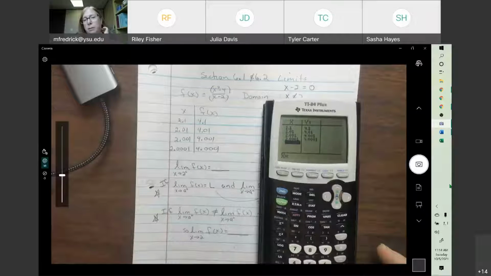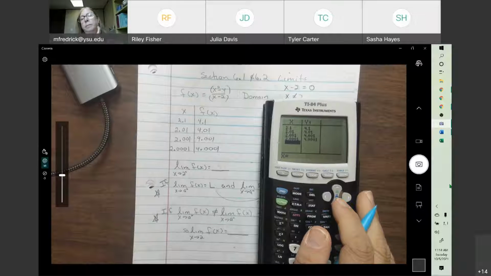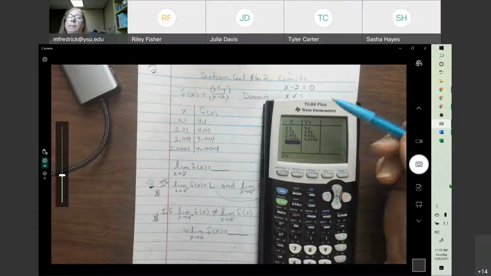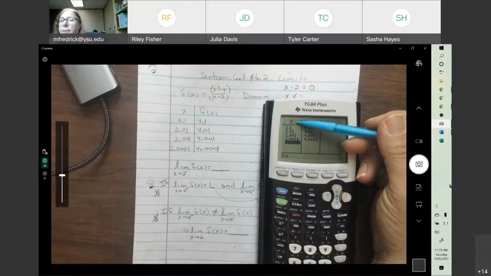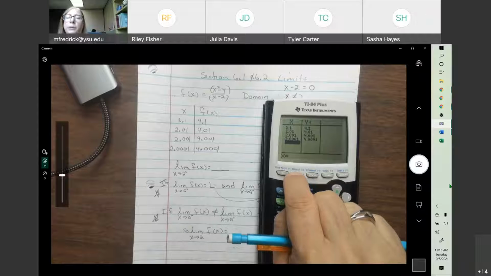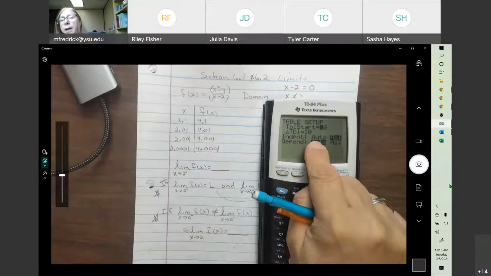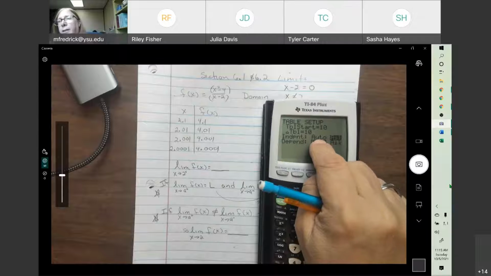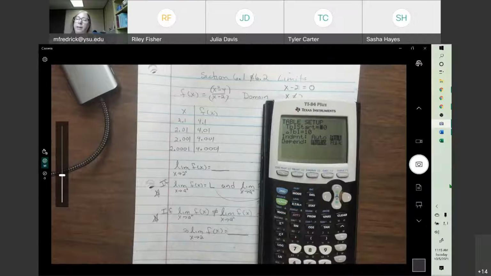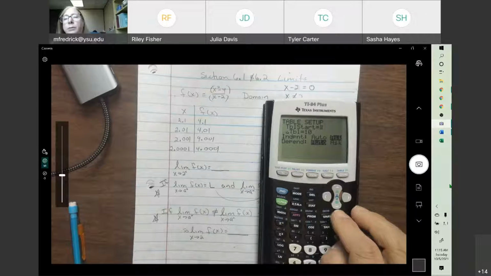My calculator didn't bring up 2.1, 2.01. Whenever I went to the table, it just put in 1, 2, 3, 4. So if it's putting in numbers automatically, we want to use this blue second, table set. So hit second, table set. And what's happening is the auto is highlighted. So if your calculator is automatically putting in values and won't let you type in the table, you go to table set and then go down.